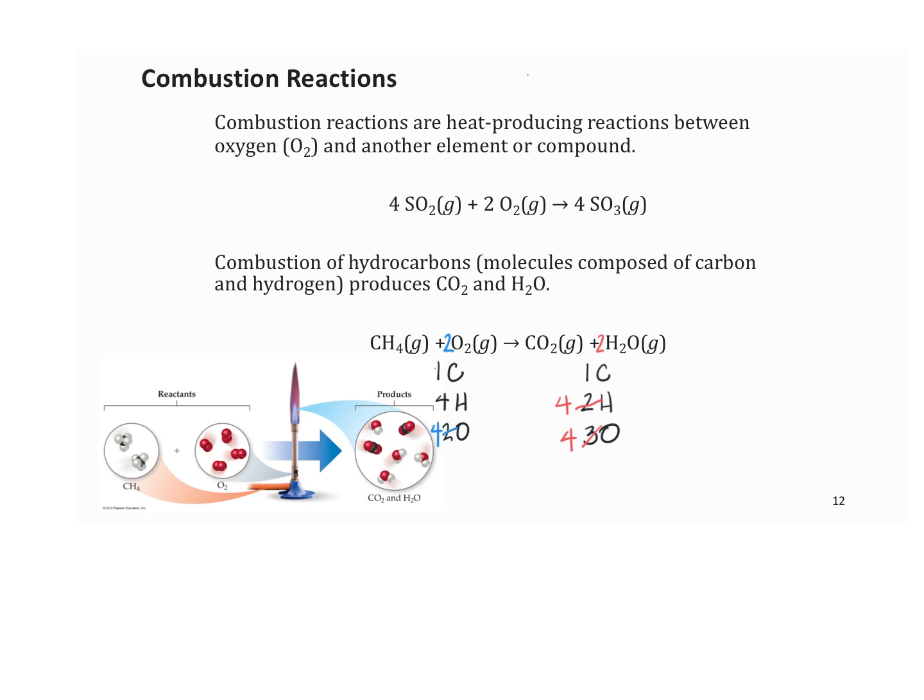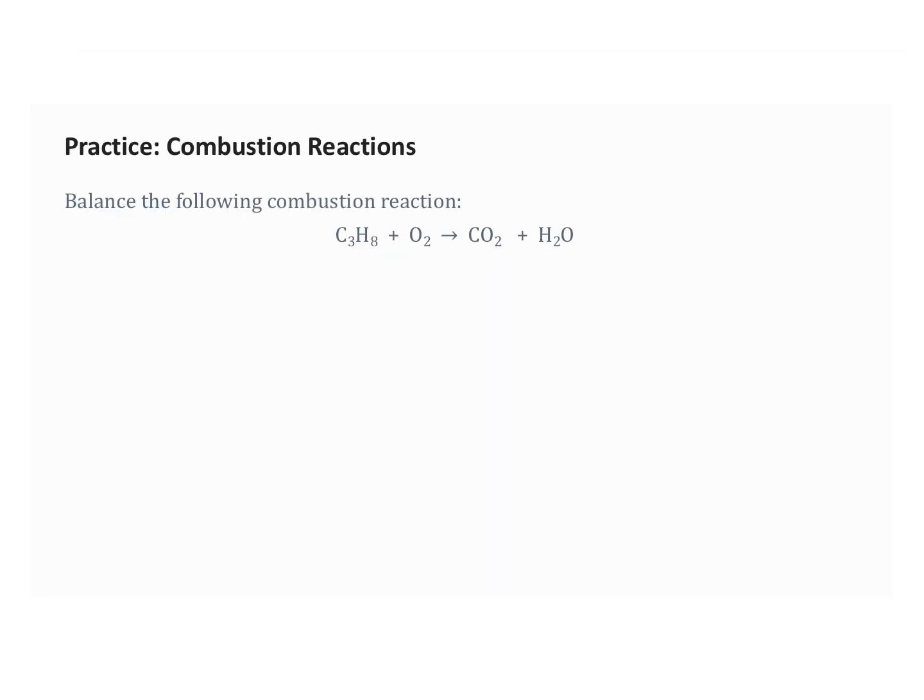I want to do one more practice of balancing combustion reactions and then talk to you about a trick. So we're going to balance this combustion reaction. When we look at this reaction, what we see here is on this side we have 3 carbons, 8 hydrogens, and 2 oxygens. And then on this side we have 1 carbon, 2 hydrogens, and 3 oxygens.